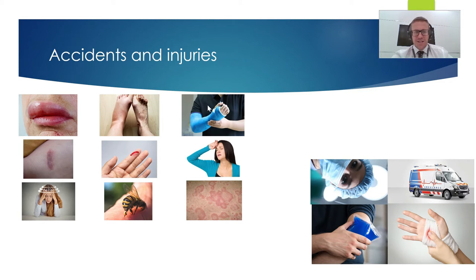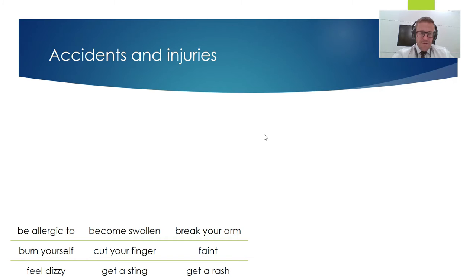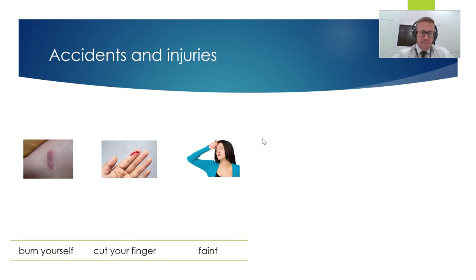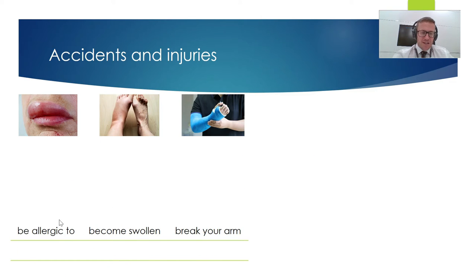Here are some pictures. I'm sorry, it's not a nice topic, but some of the pictures you need to see. So let's go through the vocabulary. First, we have be allergic to. So this is not just when it happens to your lips, but this is when you eat something or put something on your skin and the skin either goes red or big, painful in reaction to this. Become swollen. This is when something becomes inflamed and bigger. And break your arm. So this is when your bones are broken.